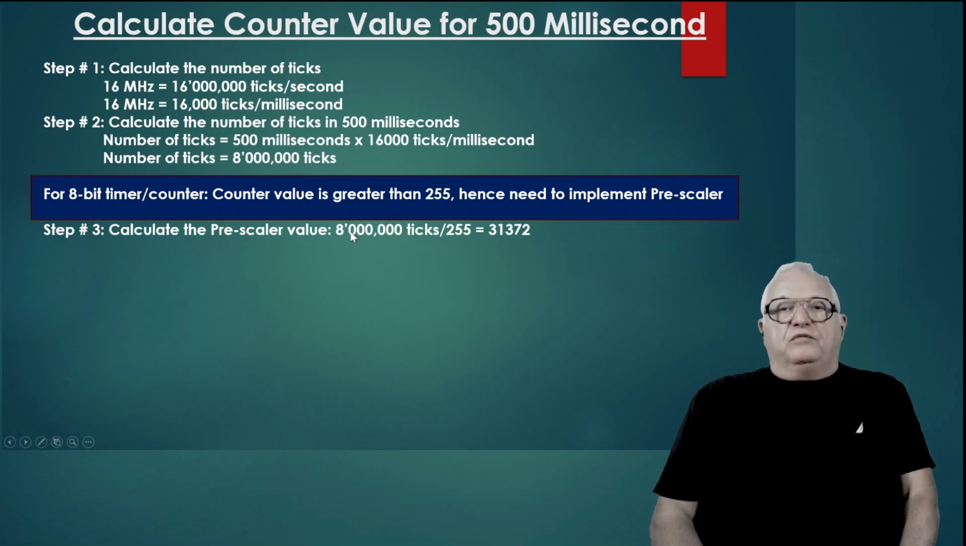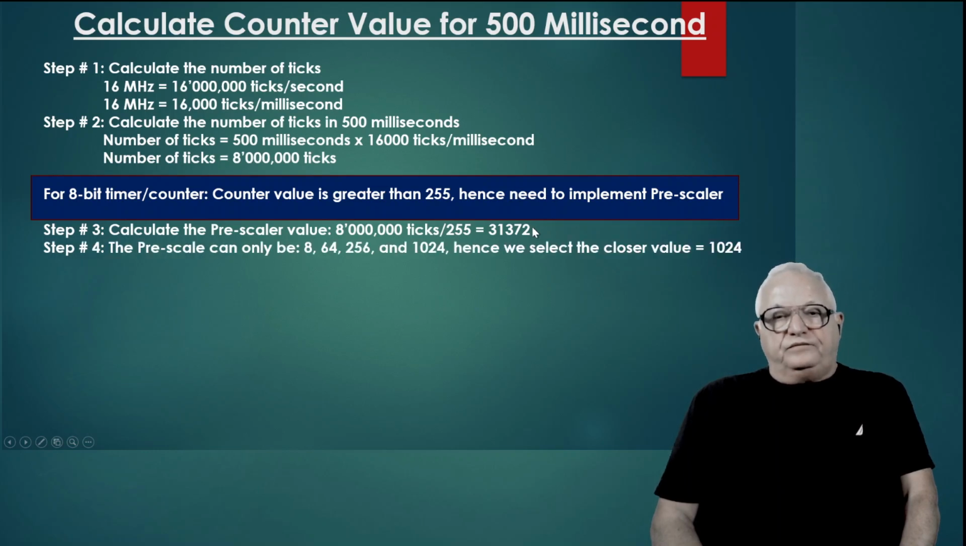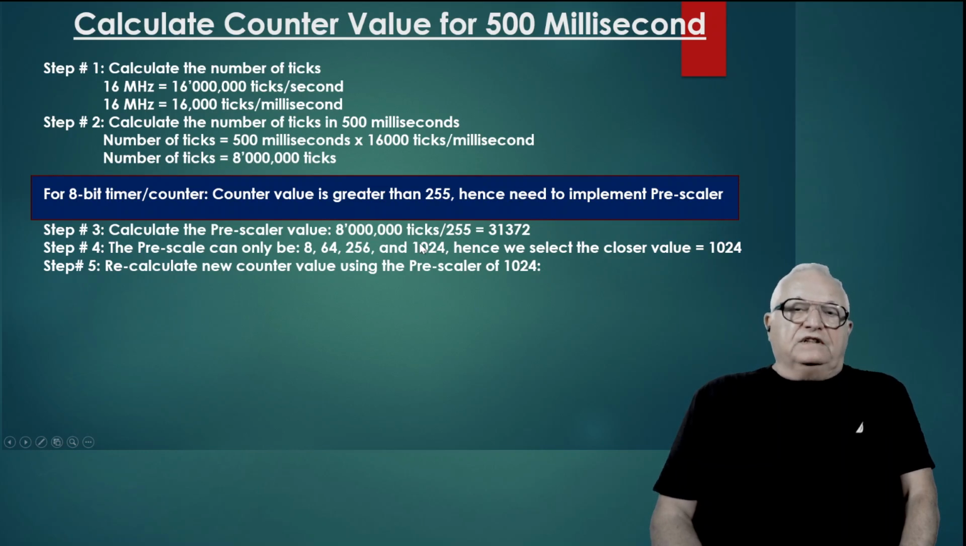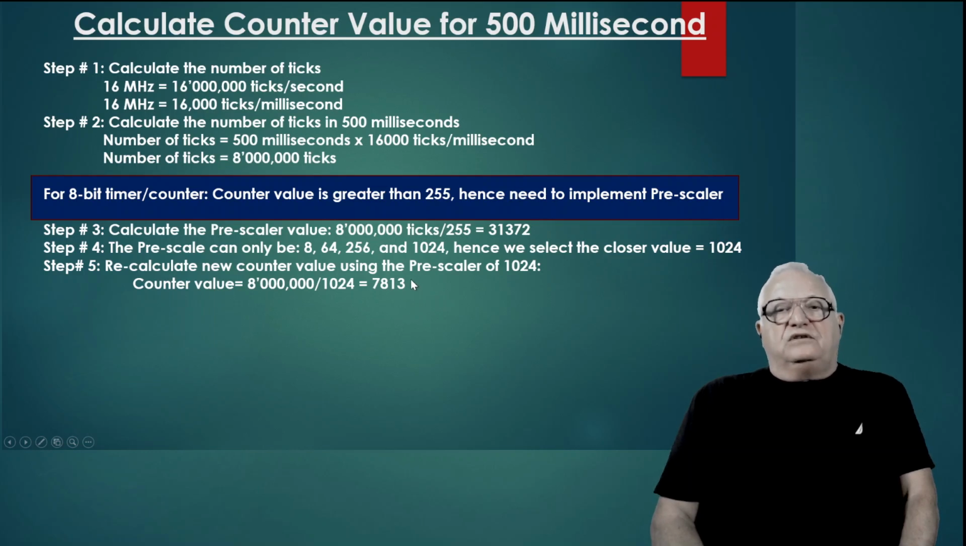So as before, we take our 8 million and divide it by 255, which turns out to be a prescaler of 31,372. So following our process, what we do is we select the closest to 31,000, which would be 1,024. Then taking the prescaler that we've selected, we do the operation again. So we calculate 8 million divided by 1024, which gives us 7,813 as our counter.